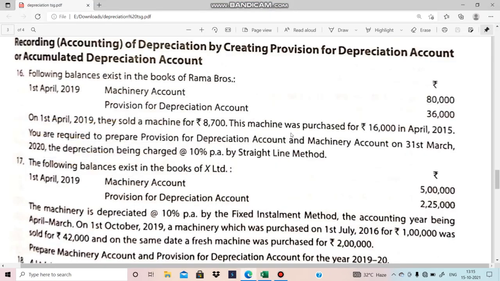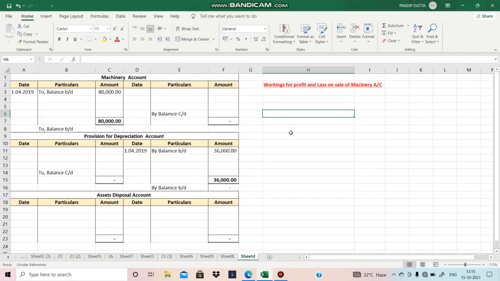So first you put the opening balance. The machinery account is an asset, so its opening balance is debit, and provision for depreciation is a liability. So always the liability is a credit balance. So this side is the debit side and this side is the credit side.